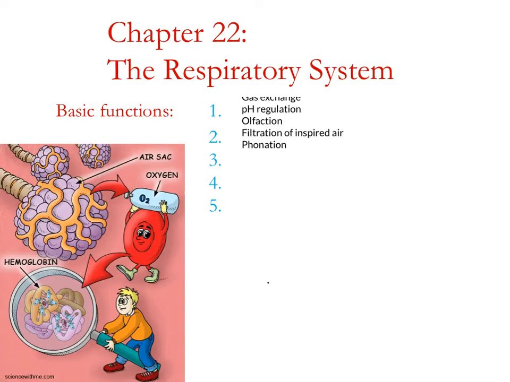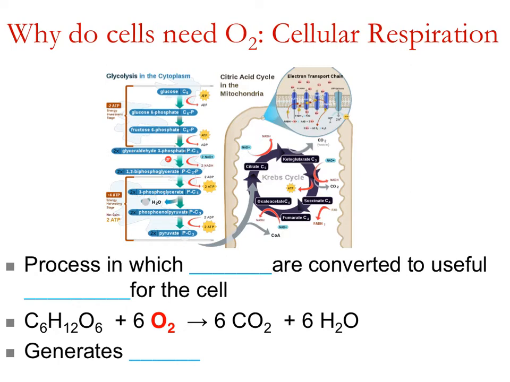So now we get to the business of why your respiratory system needs to perform gas exchange. Okay, so why do cells need oxygen? Well, the obvious answer, hopefully, is cellular respiration. So what is shown here, and a lot of groovy detail that I'm not going to ask you specifically on an exam for all these enzymes and things, but generally speaking, it's a process by which nutrients are converted into useful what for the cell?